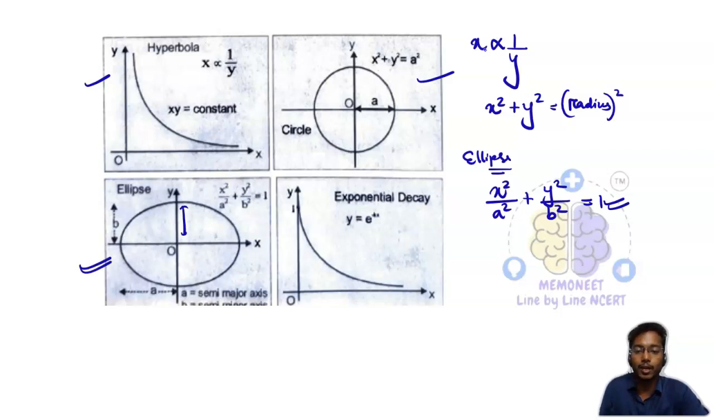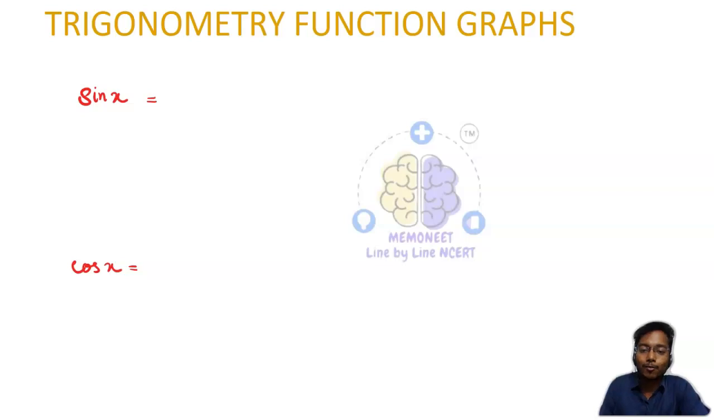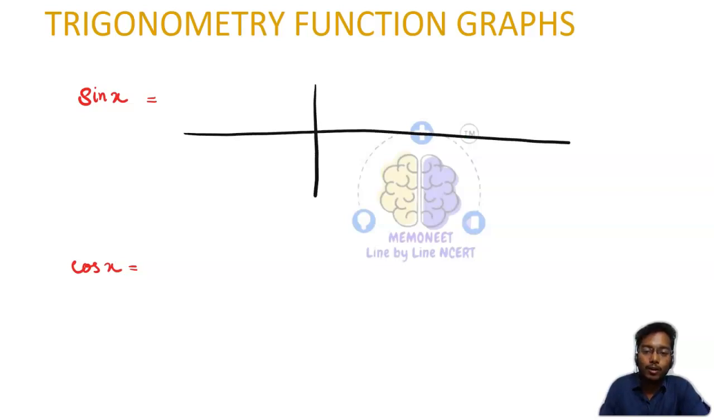And for the exponential decay, this is the type of graph, that is y is equal to e to the power minus x graph. Okay, this is the trigonometry function graph. Here we have the coordinate plane. The graph of sine x will be, we know that sine 0 is 0, then sine 90 is 1, but sine 45 is 1 upon root 2, which is greater than 1 by 2. So we have the increasing slope here. Here it will be pi by 2 or 90 degree.